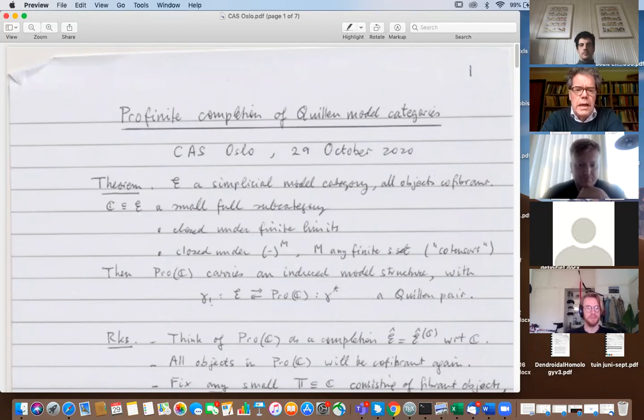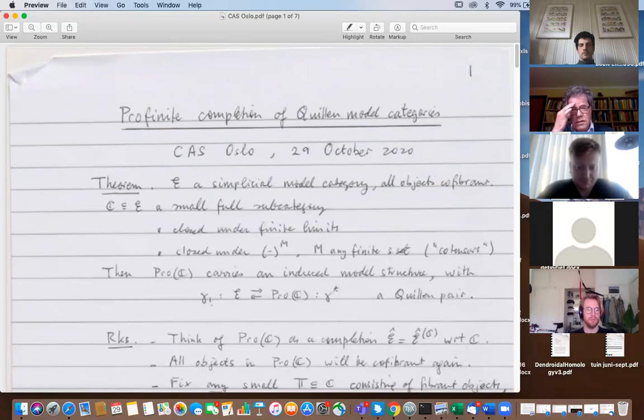And I claim that there will be a model structure on Pro C, and it admits a left Quillen functor from the model structure that you started with, E. So if you think of C as some small, finite-like objects in E, then Pro C is some sort of pro completion of E, where the finite objects are those of C.